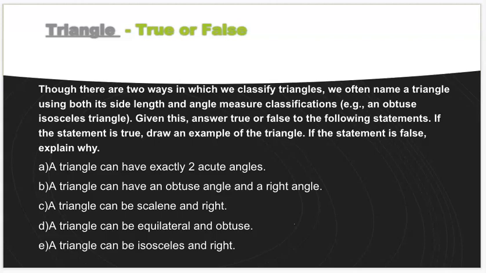So read through these. A, a triangle can have exactly 2 acute angles. B, a triangle can have an obtuse angle and a right angle. C, a triangle can be scalene and right. D, a triangle can be equilateral and obtuse. And E, a triangle can be isosceles and right. These are deep thinking questions. So make sure you understand these and think about them.